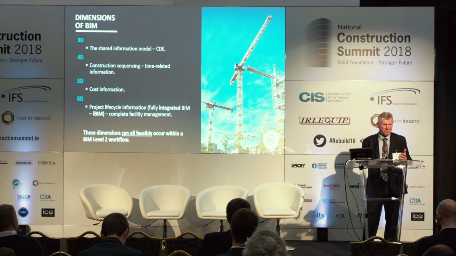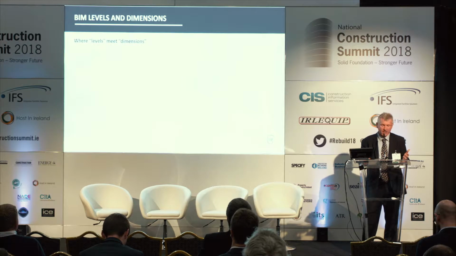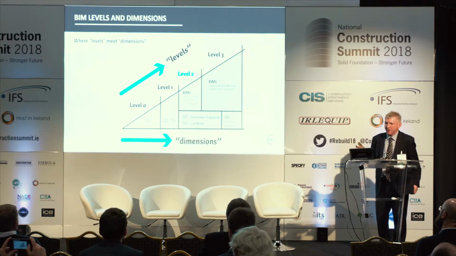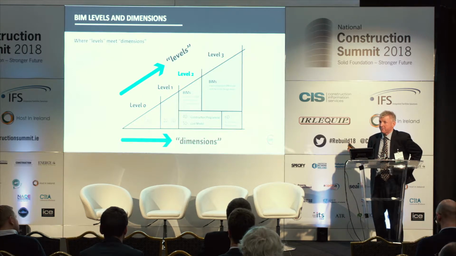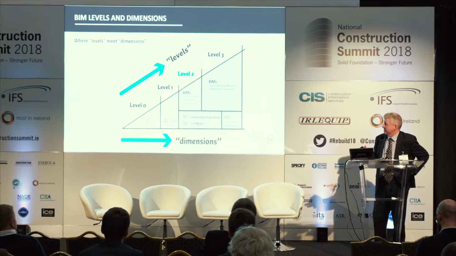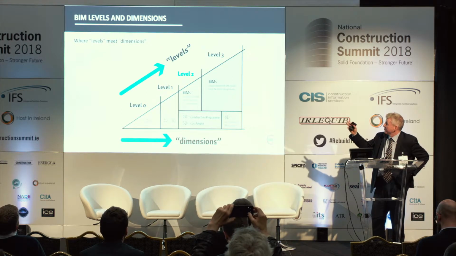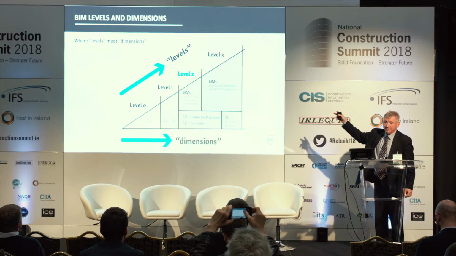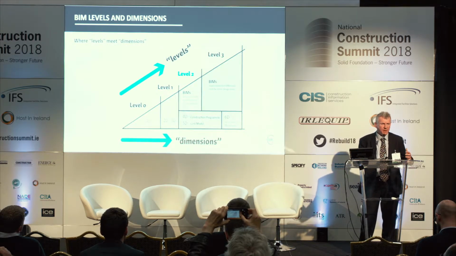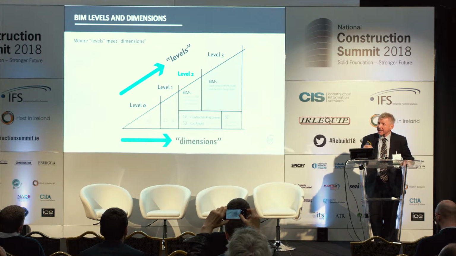So what do these levels and dimensions mean graphically? I'm sure some of you may have seen this image. This is a very well produced, widely used image within the BIM process. So we're going up on the diagonal, we have the levels. And as I said, we have 1, 2, 3. We're all trying to achieve this level 2. So again, where the UK is in this space, since 2011, they've been moving towards this level 2.